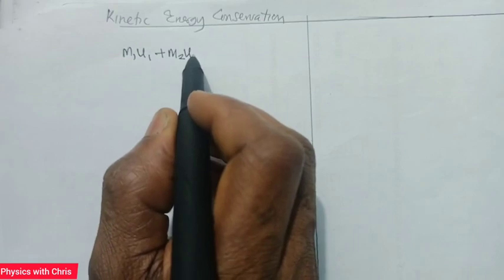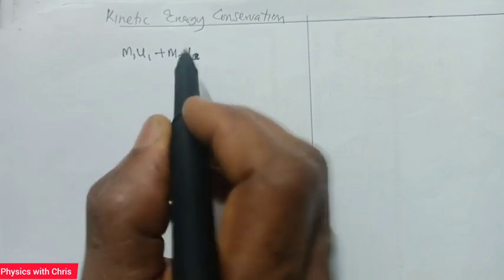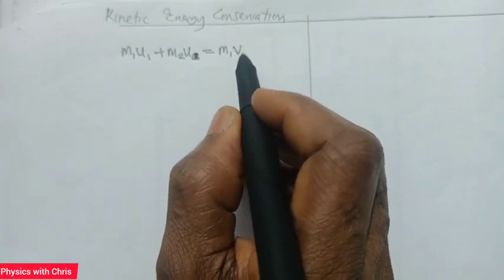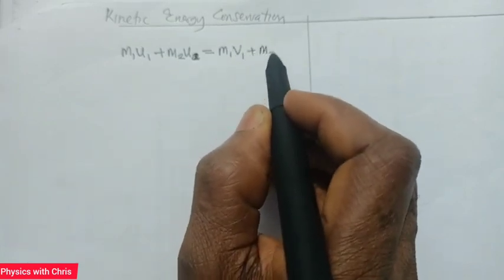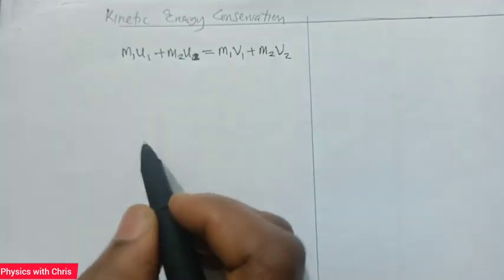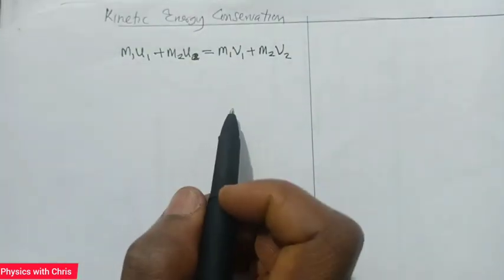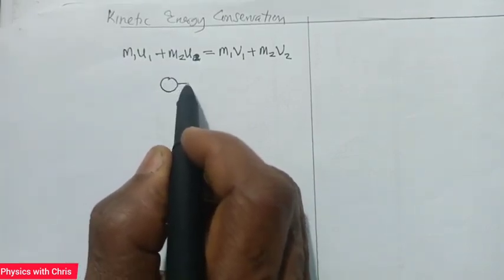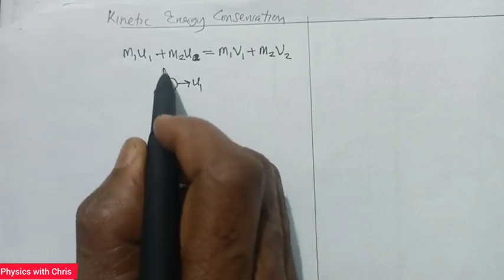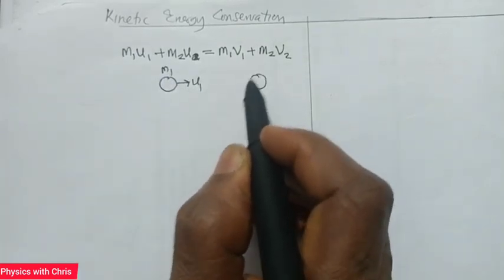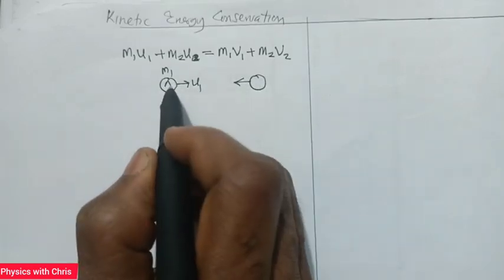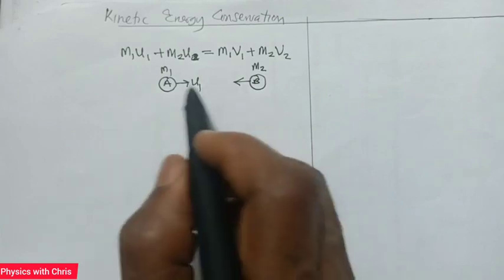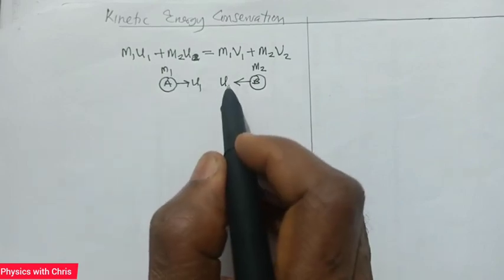From the principle, we have that the sum of the momenta of the two bodies before collision is equal to the sum of the momenta of the two bodies after the collision. This is the equation of the principle of conservation of momentum. But in most collisions, we may know their initial kinetic energy. Let's say you are given this: this is the first ball, let's call this ball A. This is B, and this one has mass m2.